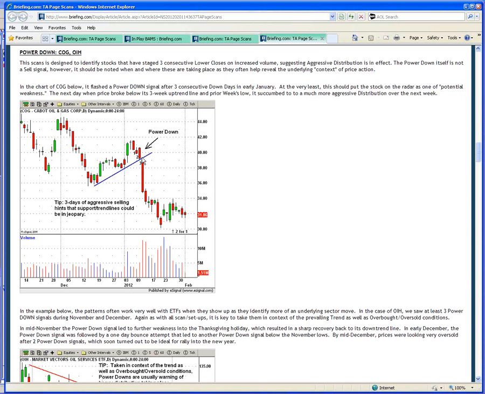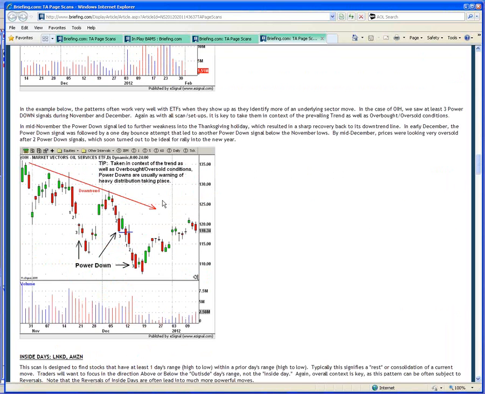So this was ideal. I don't really like to jump aboard the next day of a power up, power down signal, but in this case where the trend line is broken, or if it results in a breakout of some sort, it could be worthwhile. That's that example.